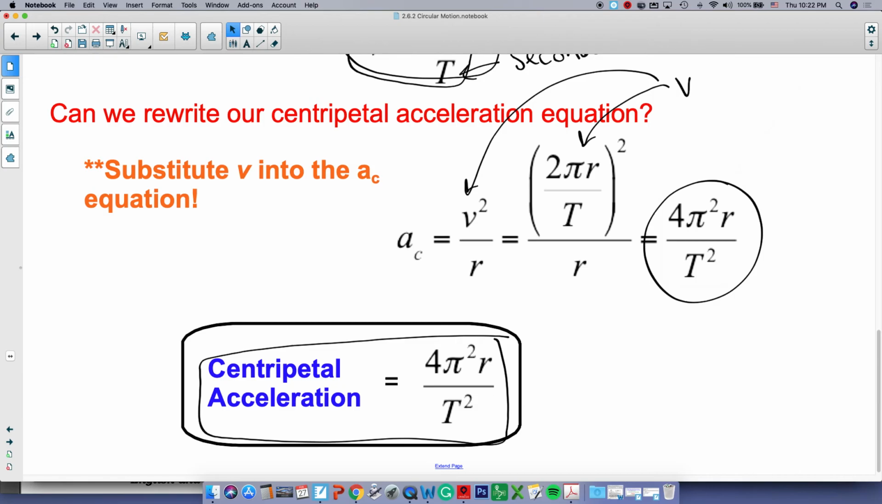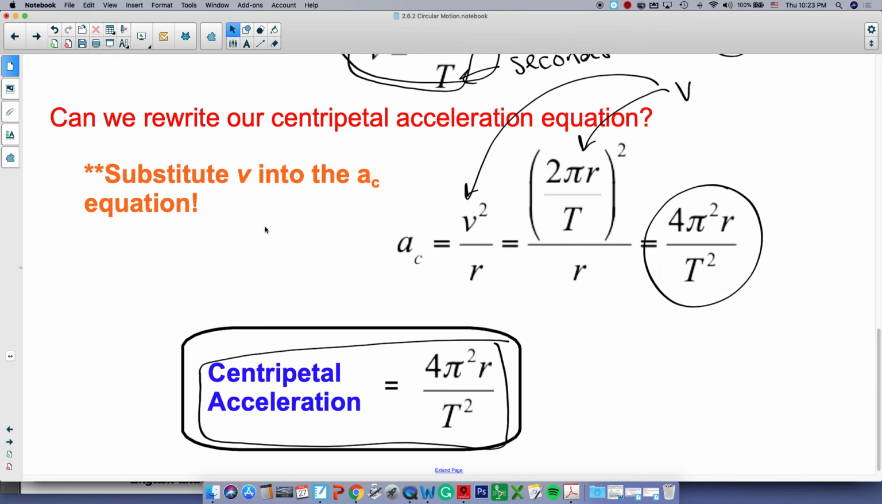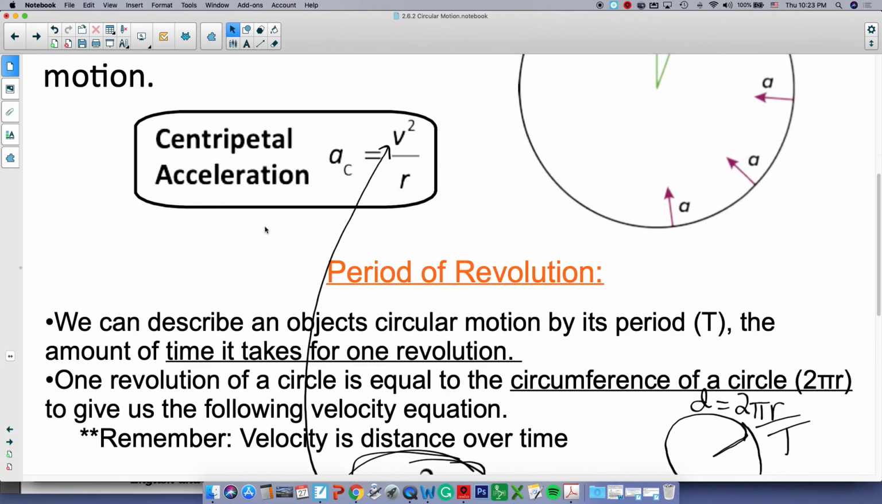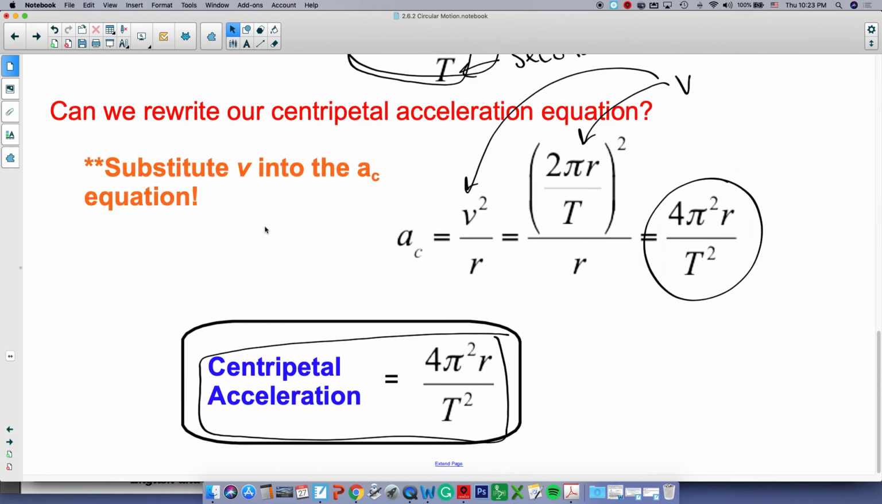We can use that to figure out how fast something is spinning around in a circle. We can use that to figure out how long it takes to go one time around the circle. We could use that to figure out a radius, depending on what we're looking for. So there's your big equation for this lesson. This page has them all, so if you need to go back to them, go back to your notes in Google Classroom, and you'll have all the equations there.